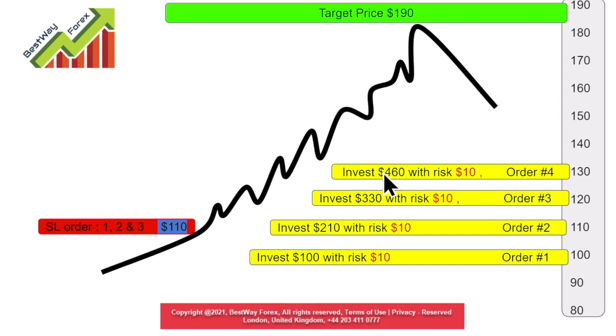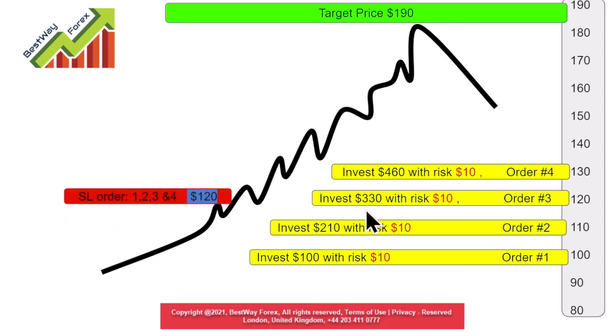Okay, this time we have invested $460 in this asset, but we are risking only $10, because until here we were risking no money. Okay, so what will happen here, once we have placed our order number 4, then the next step is going to the stop loss. We remove this stop loss here and we place the new stop loss. That new stop loss, what is that? This stop loss is now at 120, and that is for order number 1, number 2, number 3, number 4.